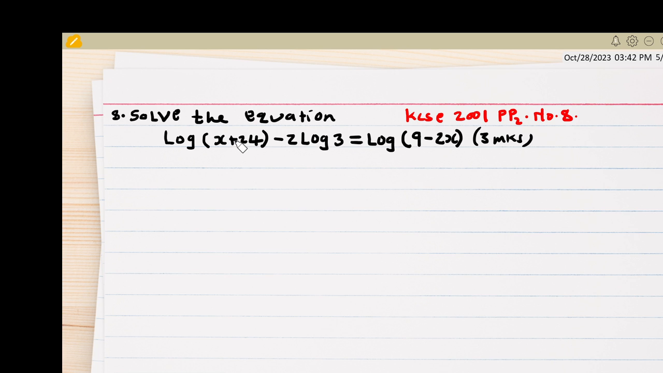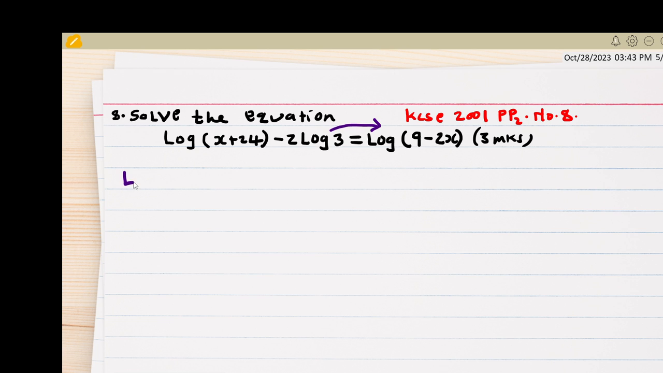It reads: log of (x plus 24) minus 2 log 3 is equal to the logarithm of (9 minus 2x). It's a question worth 3 marks. So we are told to solve the equation. Applying the laws of logarithms, if you want your work to be easier, you start by eliminating the negatives in the question. So I'll take this one to the right hand side so that it becomes a positive.